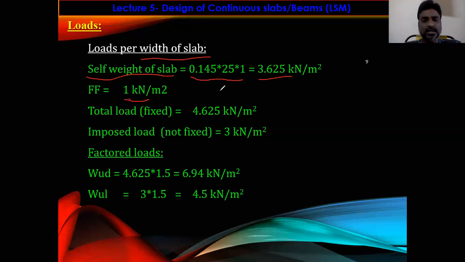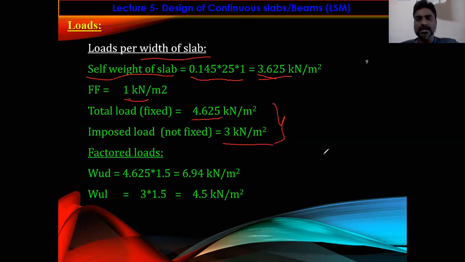So then calculate the total fixed load. The dead load is fixed because it will appear throughout the life of the slab, right? So these two are fixed, that is 1 plus 3.625, we will get 4.625 kilonewton per meter square. Then the imposed load, that is not fixed, is 3 kilonewton per meter square. And these are the working loads.